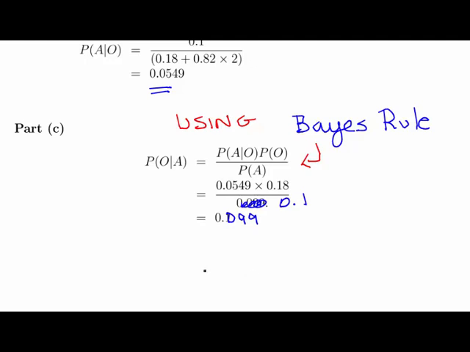All right, we leave it there. So the answer is 0.099. Okay, 0.0549 times 0.18 divided by 0.1 gives us 0.099, roughly. Okay, we'll leave it there.